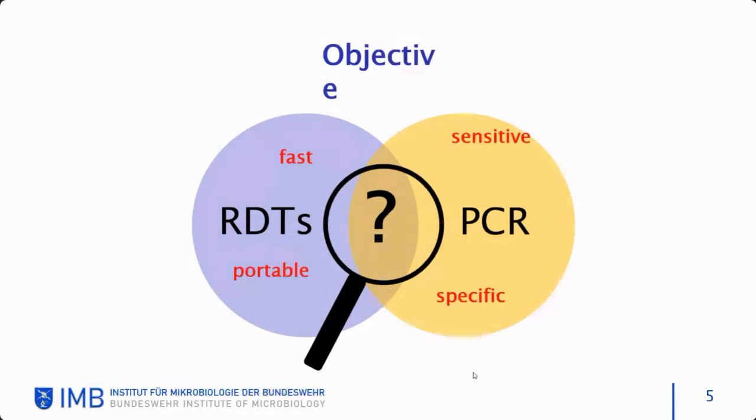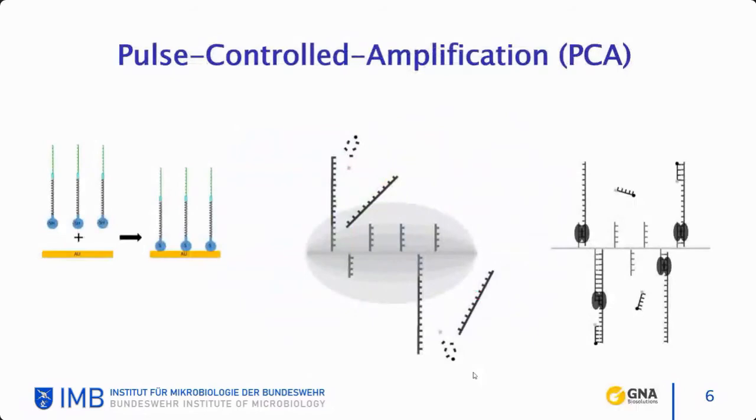So essentially we set out with the aim to find a technique that would combine the advantages of RDTs with the advantages of PCR. So a technique that would fulfill all of our 4 basic requirements at the same time. And what we found was something that is now called pulse-controlled amplification, or PCA. And the important part is that this technique identifies pathogens by amplifying and detecting nucleic acid. So it's a genome-based method, just like PCR. And actually, it also follows the basic principle of PCR. However, as we will see in a few minutes, it's just much faster.